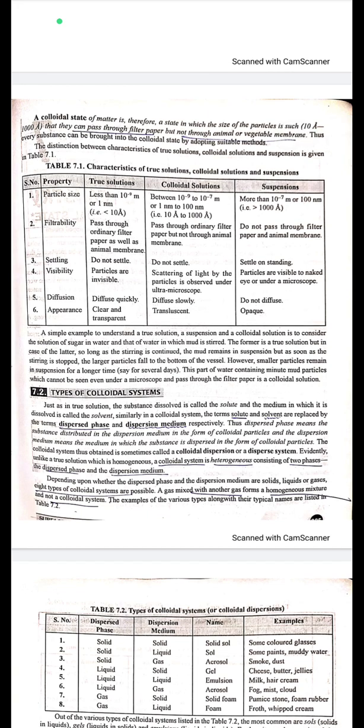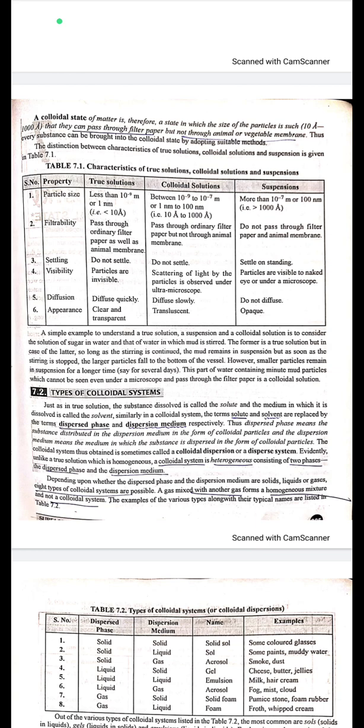Particle size of colloidal solution is between 10 raised to power minus 9 to 10 raised to power minus 7 meter. They pass through ordinary filter paper but not through animal membrane. They do not settle. The scattering of light by the particles is observed under ultramicroscopy. They diffuse slowly. They are translucent in nature.